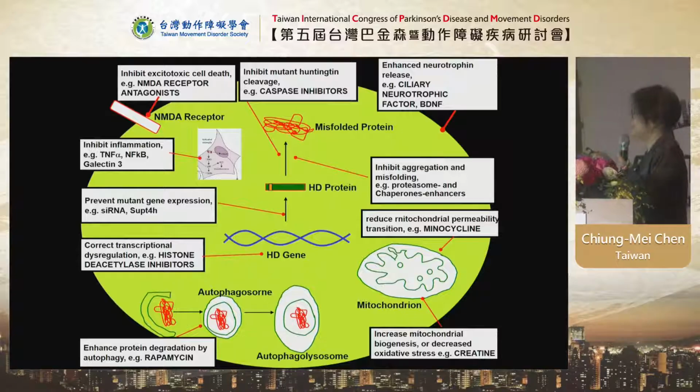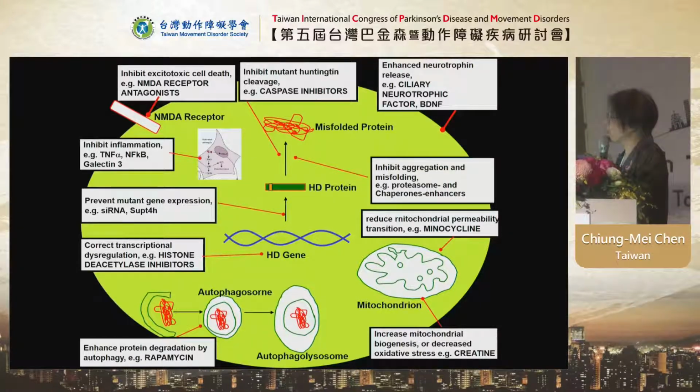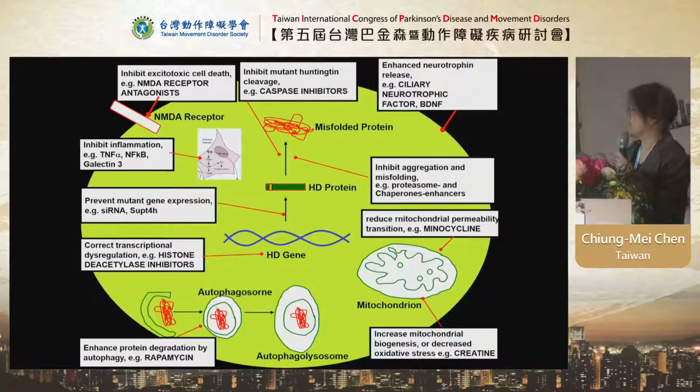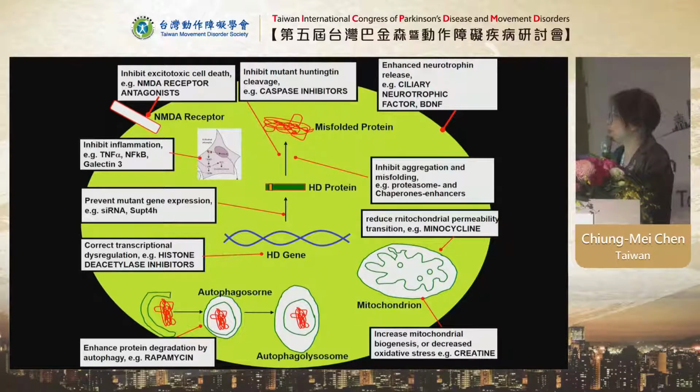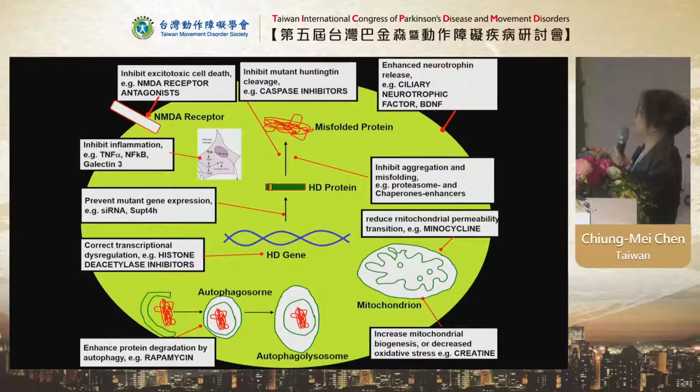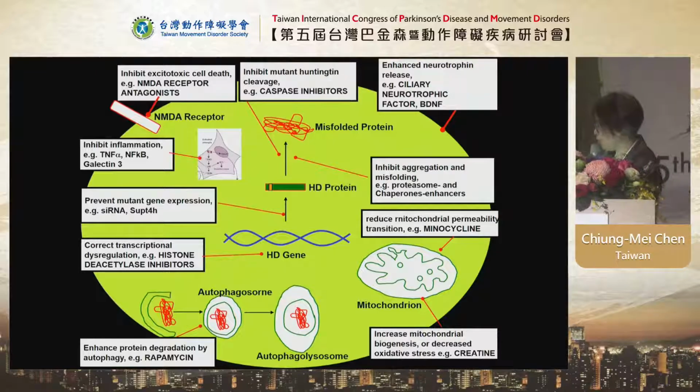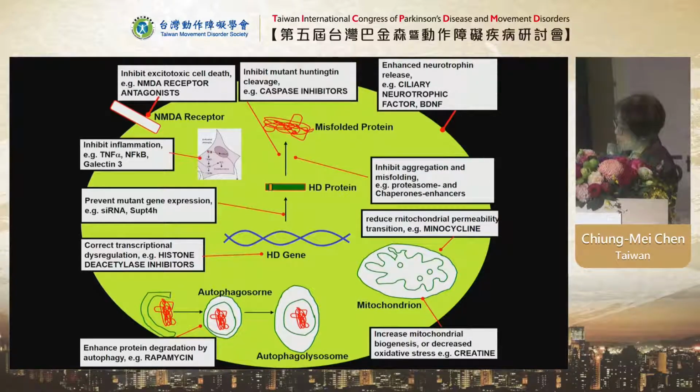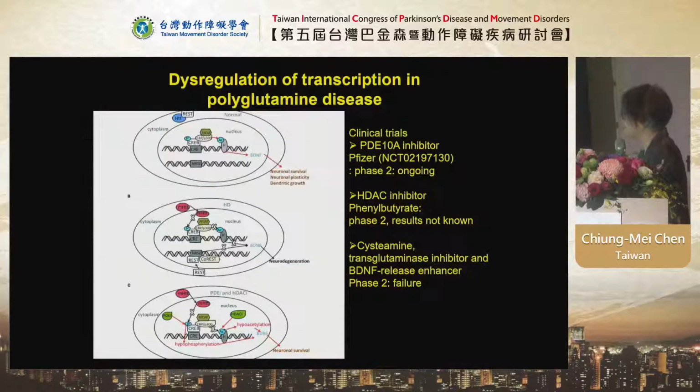So these figures show you the pathogenic pathway involved in Huntington disease. So the first, there is transcriptional dysregulation and inflammation, excitotoxicity, misfolding protein, abnormal protein load, and lack of BDNF trophic factor, and mitochondrial dysfunction, oxidative stress, also autophagal lysosome impairment. So we can target this pathway to develop a new strategy for Huntington disease.